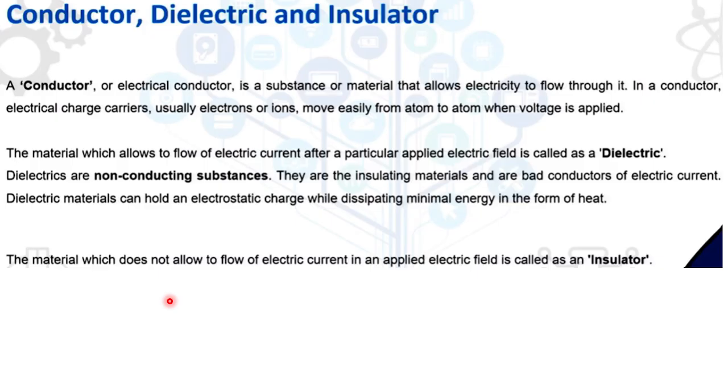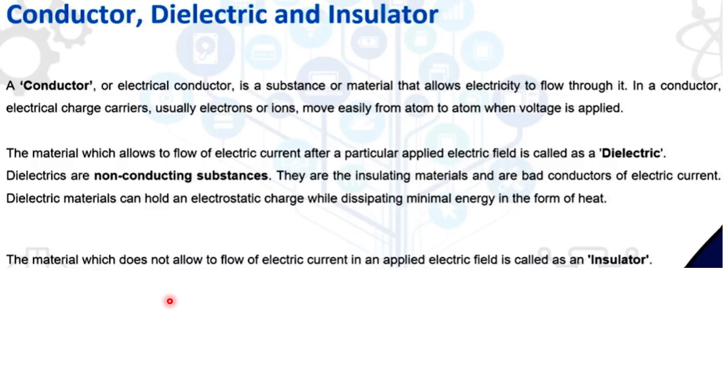For example, in a capacitor, the dielectric materials are used to store electrical energy. Dielectrics are non-conducting substances and insulating materials, bad conductors of electric current, and they can hold an electrostatic charge while dissipating minimal energy in the form of heat. The material which does not allow the flow of electric current in an applied electric field is called an insulator.